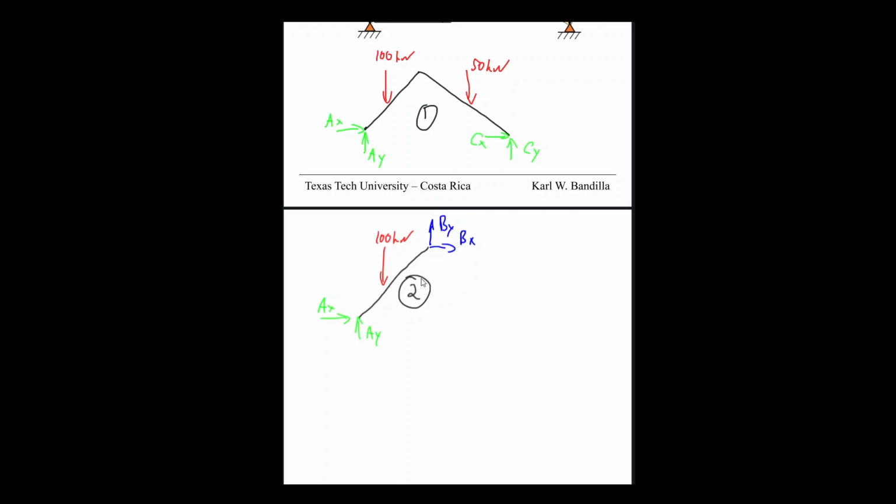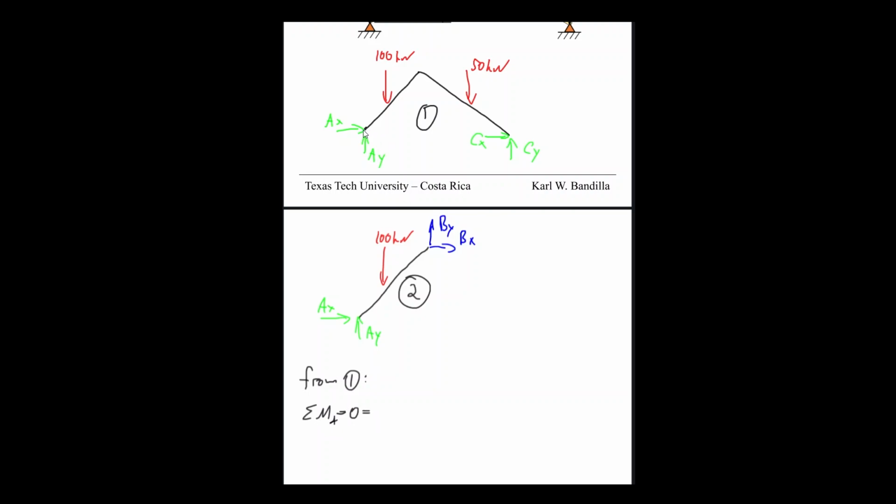So let's start. Can we start with any of these? No, right? Because in either of those, sum of forces in X and Y will have 2 unknowns, and the sum of moments are going to have 2. So let's go back to 1. So let's say from 1, what do we get? We can do a sum of moments around A that only has CY. Let's do that. Sum of moments at A equals 0.